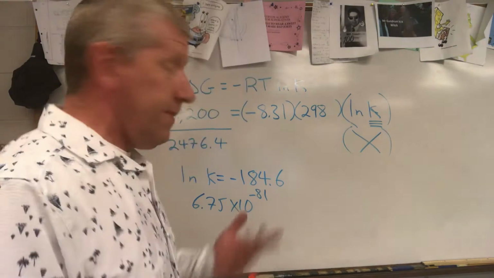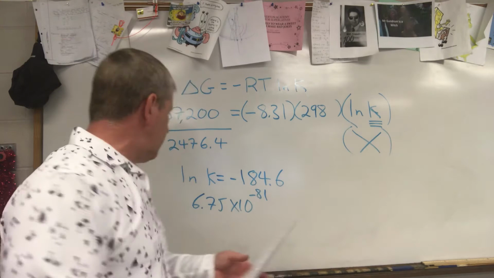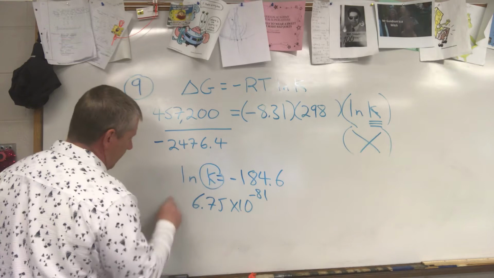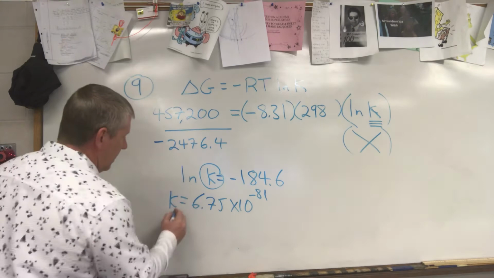Let's check out the answer. The answer is for the KP. Remember, this is for the KP. What we just did is we solved for K. We got the natural log of K here. Then by taking the inverse of the natural log, we get rid of the natural log, so now we just have K, and this is a KP. It just happens to be with gases, so it's called a KP. But that's the value for K of this reaction.